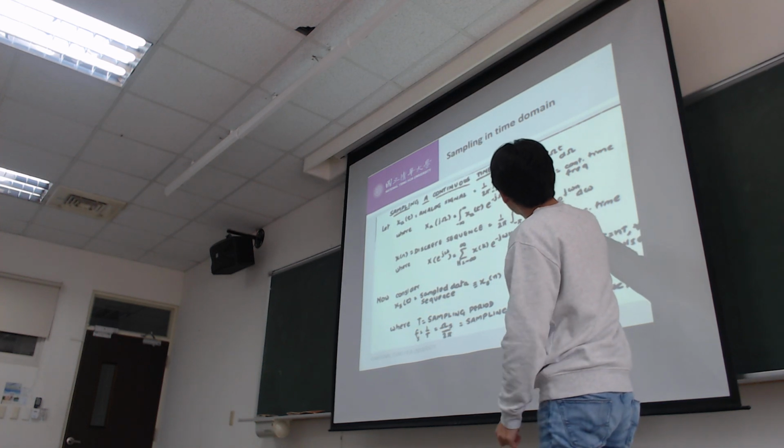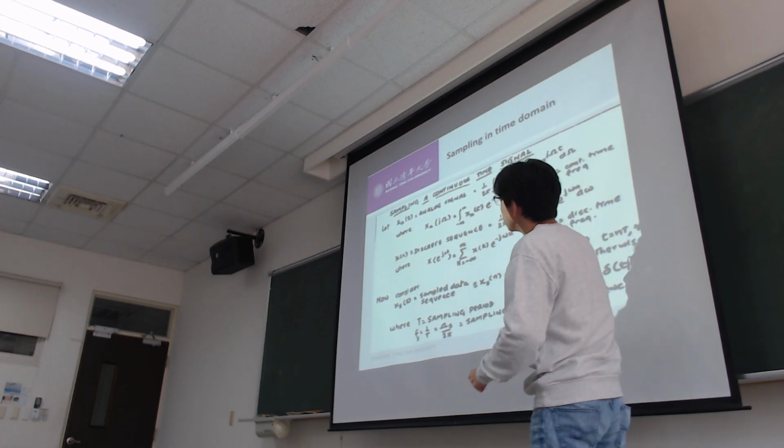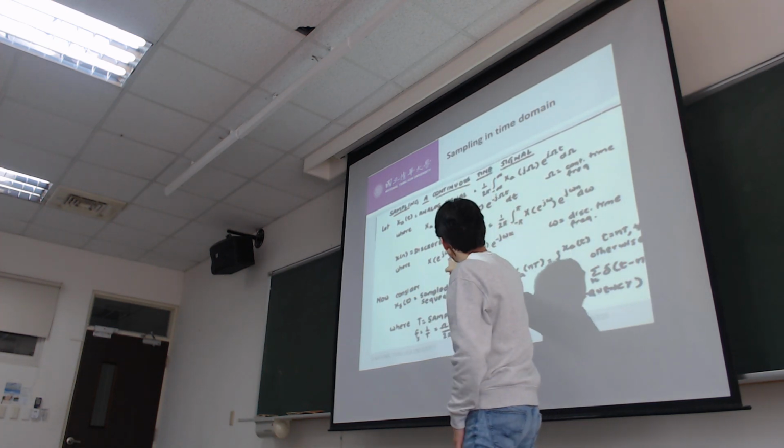So anyway, this analog signal, 1 over 2 pi, right? We can inverse transform from the continuous-time Fourier transform. So anyway, if you have a discrete sequence, right?